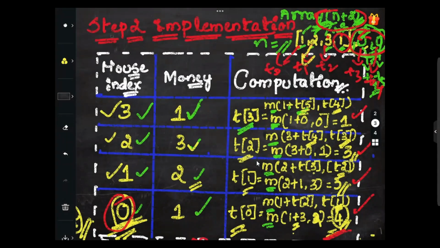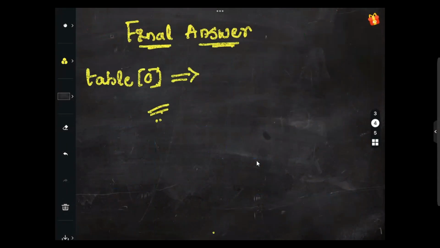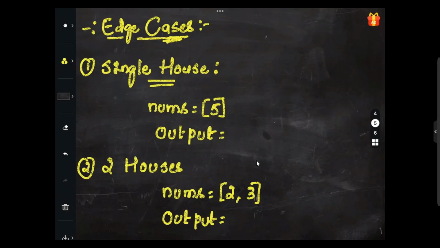I hope this is completely clear. Let's come here. Table of 0, the value we have is 4 here, the same output they have shown in the example. So this is how we got the answer using the bottom up dynamic programming approach. I hope this is completely clear. Let's move on with the edge cases.